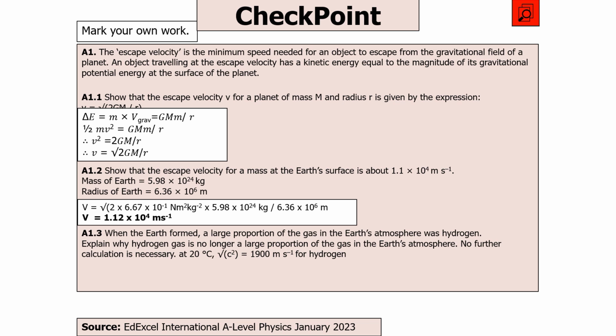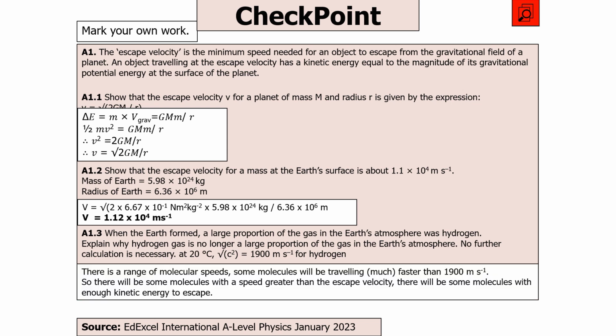Now, you've got to understand that even though you've got a root mean square speed, that's actually a range of molecular speeds. Some molecules will travel much faster than 1900 meters per second, while some will be traveling a lot slower. It's just an average speed. So there'll be some molecules that have a greater speed than the escape velocity, which is 1.12 times 10 to the 4 meters per second, and therefore there'll be some molecules with a high enough kinetic energy to escape, which is why lots of that hydrogen gas has left the Earth's atmosphere.